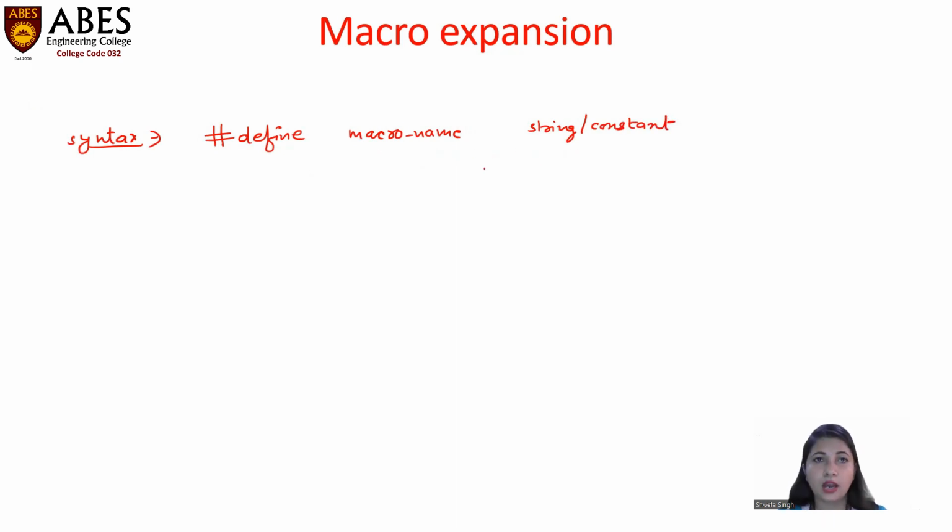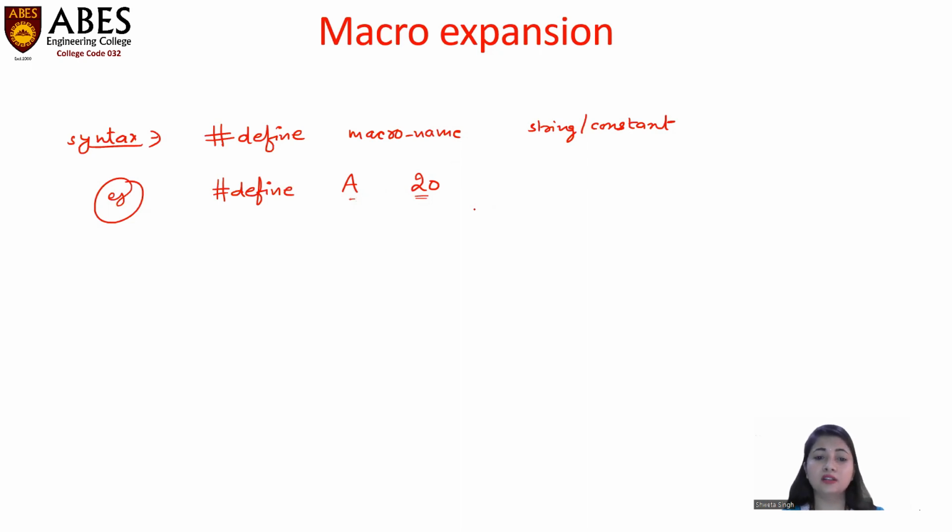Now, what is a macro? A macro is basically a name given to a piece of code, or a part of a code. For example, if I write hash define and create a macro capital A and give it the value 20, what it will do is, before compilation, wherever you have used A in the program, the value of A will be replaced by 20. This substitution process is called macro expansion.